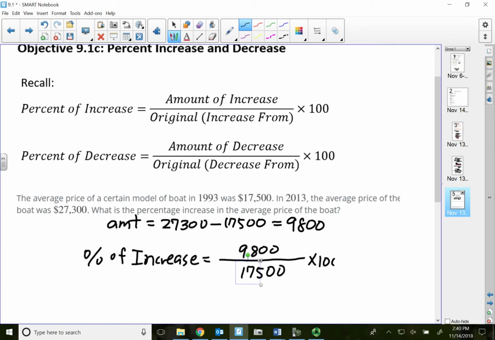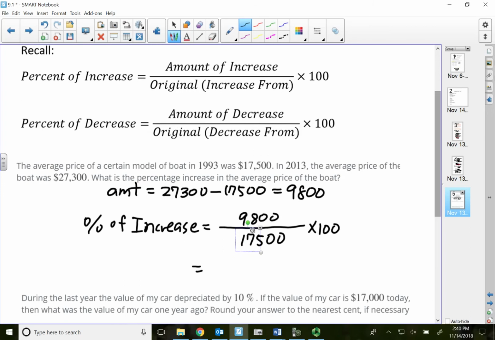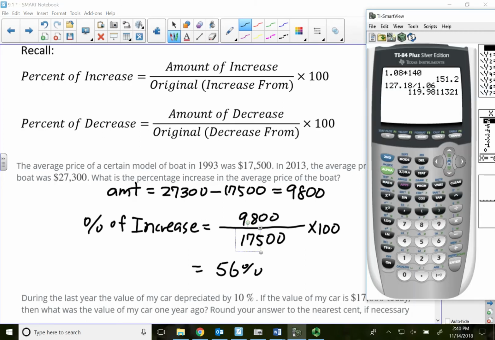To turn it into a percent, we multiply by 100. So if we divide and multiply by 100, that will be exactly 56%. If I take 9,800 divided by 17,500, then make sure I multiply by 100, that becomes 56%. So this 56% means 56% of increase.